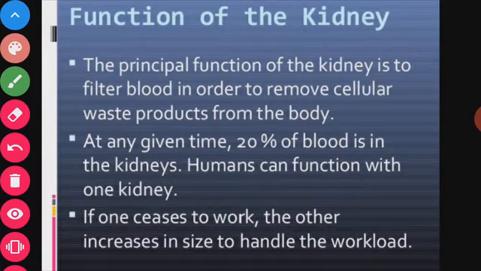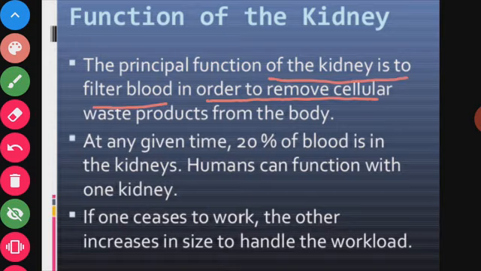Functions of the kidney. What are the functions of the kidney? Why are kidneys present in our body? The principal function of the kidney is to filter blood in order to remove cellular waste products from the body. The cellular wastes formed in our body are present in the blood, and the main function of the kidney is to filter the blood and remove those wastes from the body.